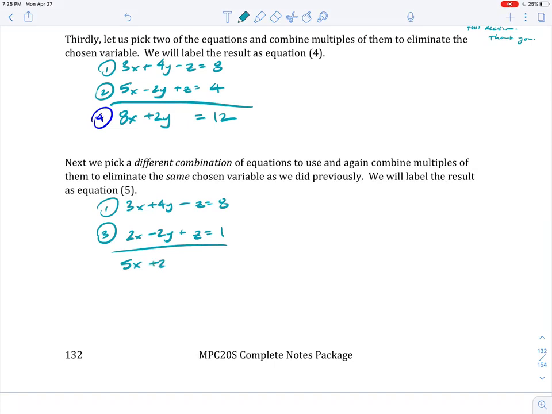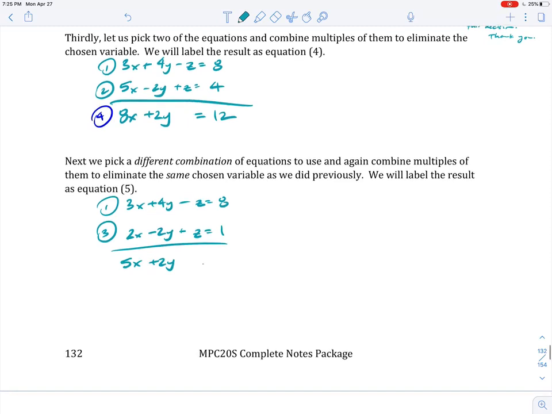I'm going to add these together. 3x plus 2x is 5x. 4y plus negative 2y is 2y. And negative z plus z is nothing. 8 plus 1 is 9. Woo!